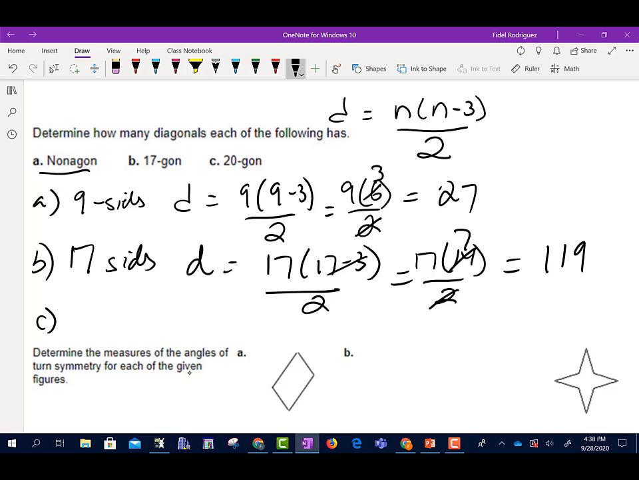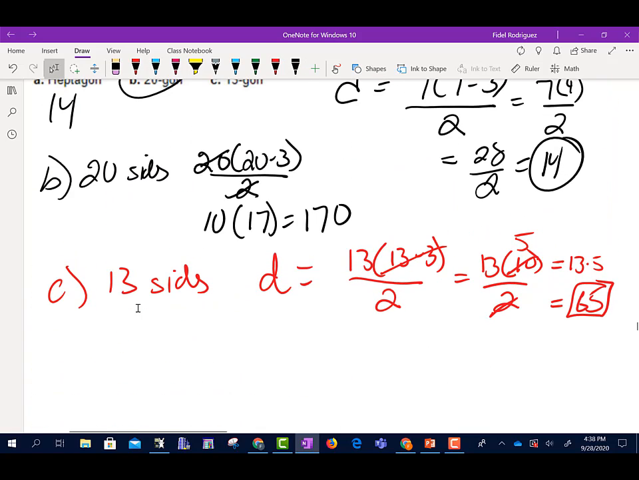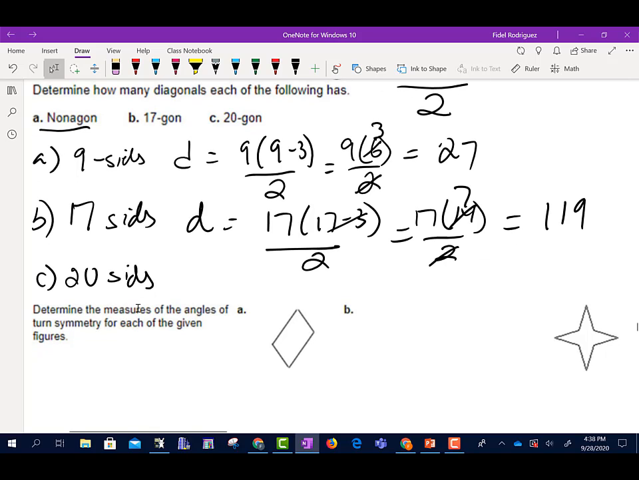And part C says 20-gon. That's 20 sides. Did we do that earlier? Did we do 20-gon? Yes, we did. We did it right here. And we came up with 170, right? So we don't have to do it again. We already know the answer is 170. Okay.